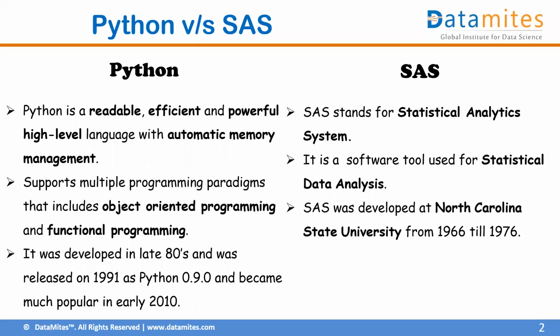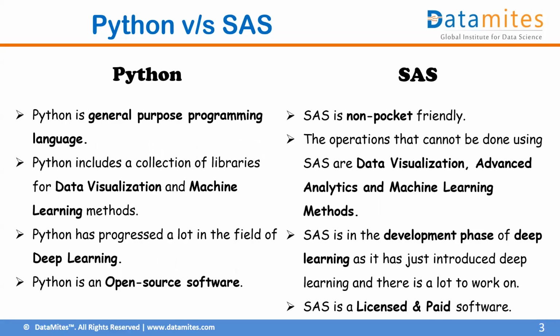SAS was developed at North Carolina State University between 1966 and 1976. Coming to Python, it was developed in the late 1980s and introduced to the world in 1991, with the first version named Python 0.9.0, and Python became super popular in the early 2010s. So these were the historical and introductory parts about both Python and SAS. Now let's view both in the aspect of machine learning and data science, which is what we are mainly focused on.